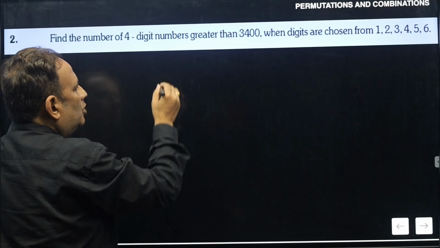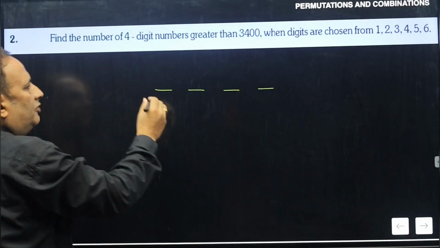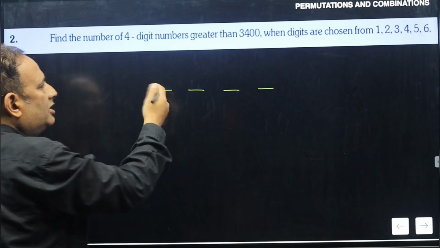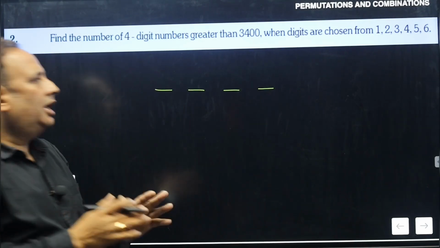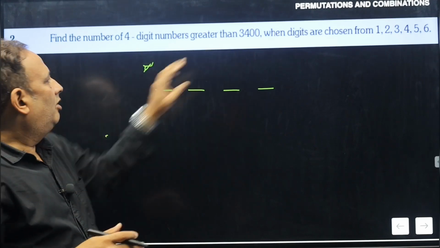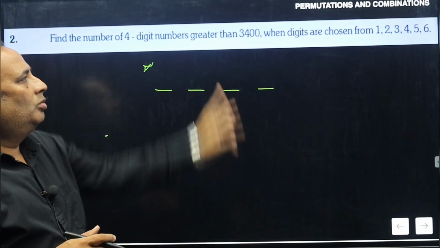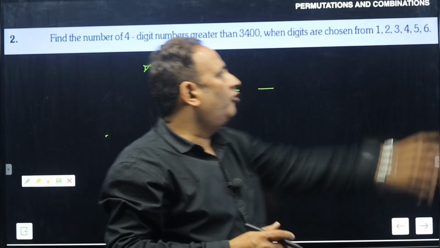In total, we have 4 digits to use, right? 1, 2, 3 and 4. So on this first digit, our strategy is like this. For the units, tens, hundreds, thousands places, on the thousands place we need 3 or more than 3. So more than 3, we can opt for 4, 5, 6.